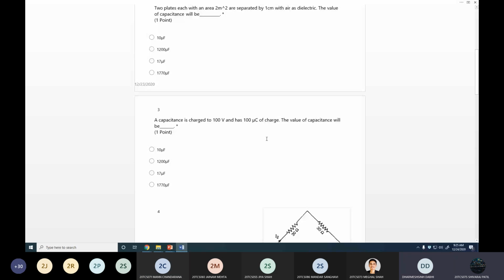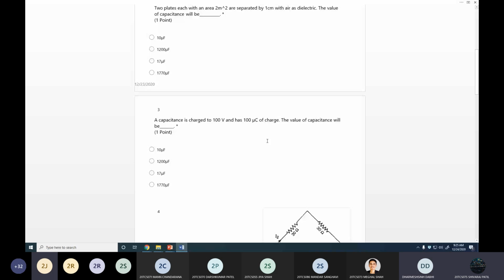Which equation do we use? C is equal to? Q is equal to C into V. So if we have to find C, then it is Q upon V. So how much is Q? Q is 100 microcoulomb. And what is 100 microcoulomb? 10 raised to minus 6.